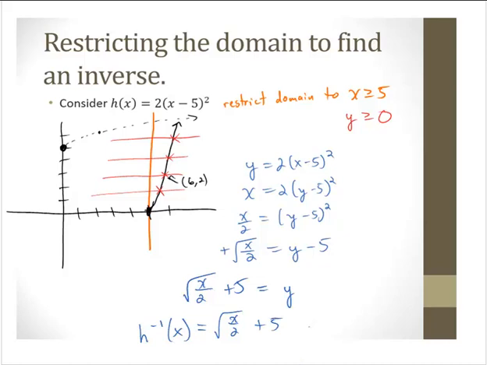Now what's our domain? Our domain would be 0 to infinity, right? We've inverted those. We restricted the domain of the original function at x is greater than or equal to 5. Our corresponding range was y is greater than or equal to 0. So now we invert those. The domain would be 0 to infinity, and the range then would be 5 to infinity.